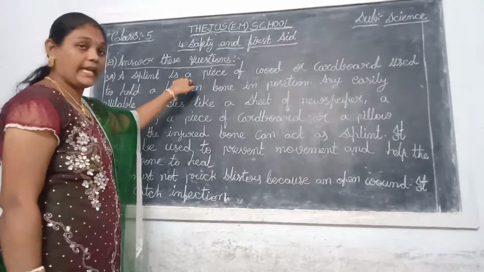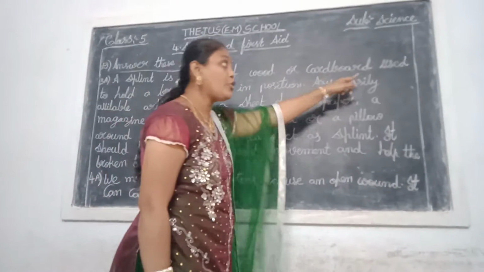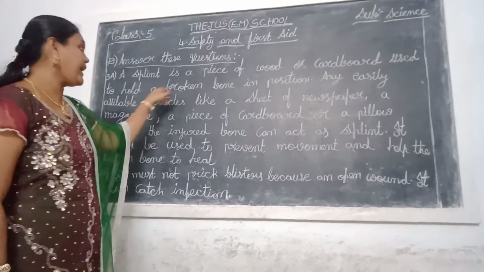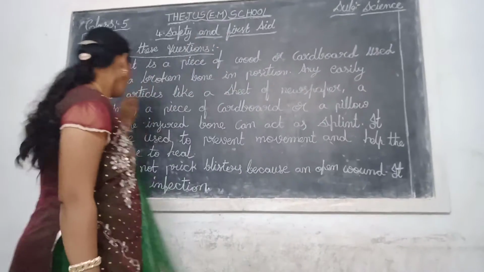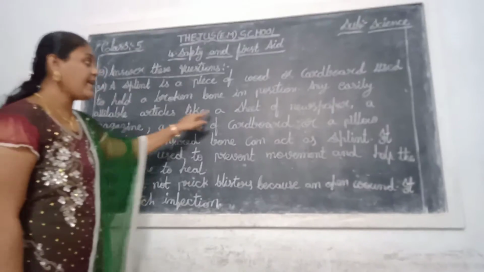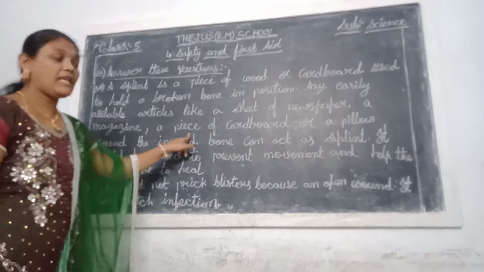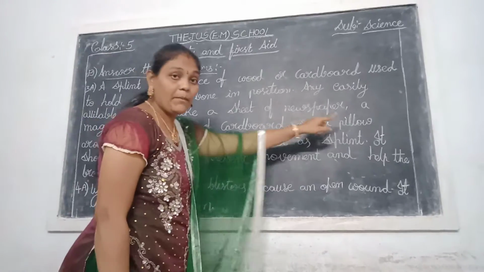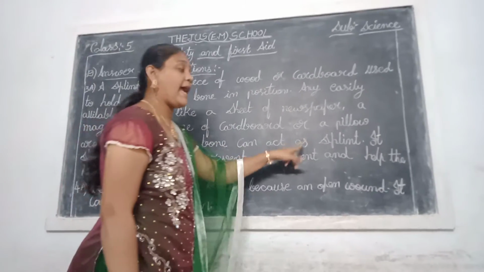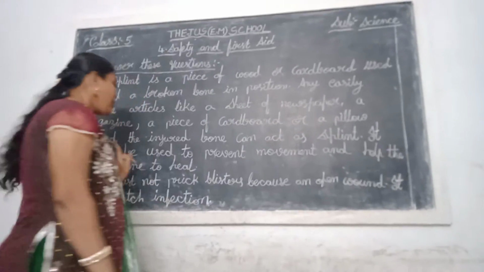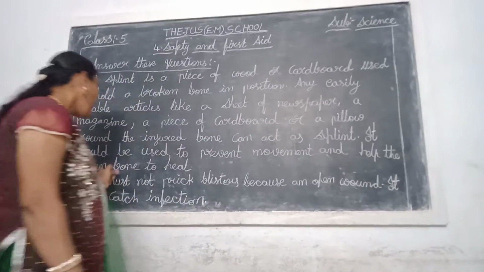A splint is a piece of wood or cardboard used to hold a broken bone in position. Any easily available articles like a sheet of newspaper, a magazine, a piece of cardboard or a pillow around the injured bone can act as a splint. It should be used to prevent movement and help the broken bone to heal.